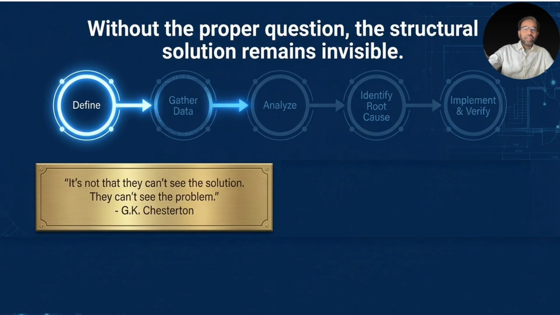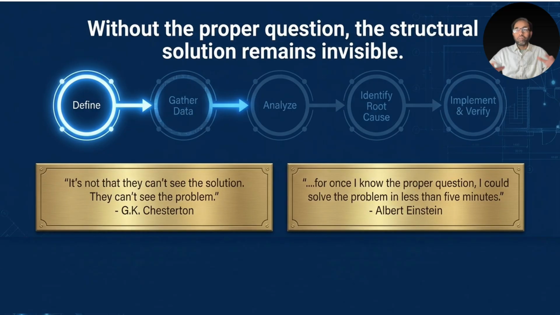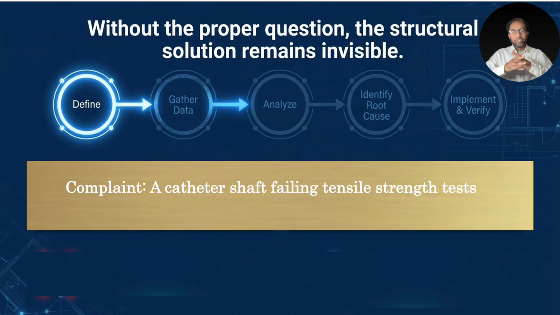And Albert Einstein echoed the same statement, saying, "For once I know the proper question, I could solve the problem in less than 5 minutes." So what it means is, in order to find the solution, you need to clearly understand the problem. Let's look at this example.